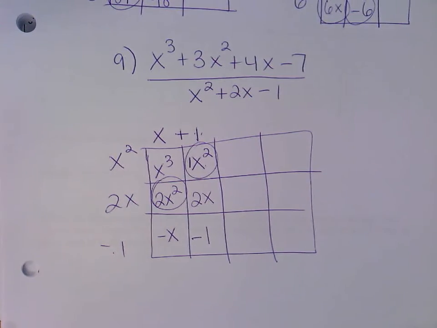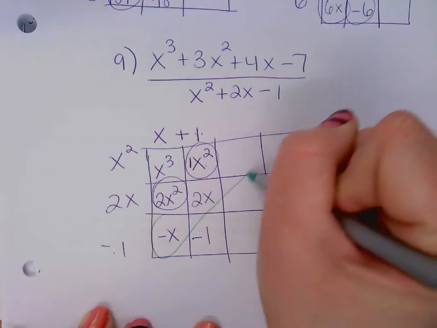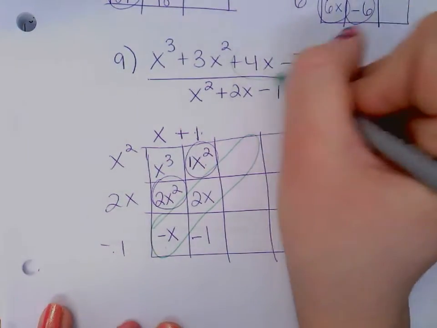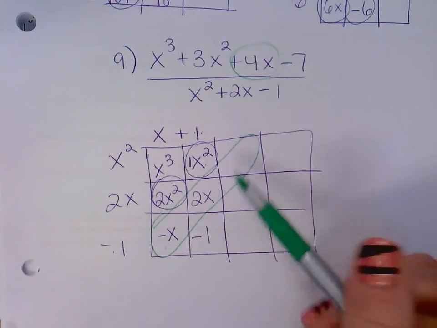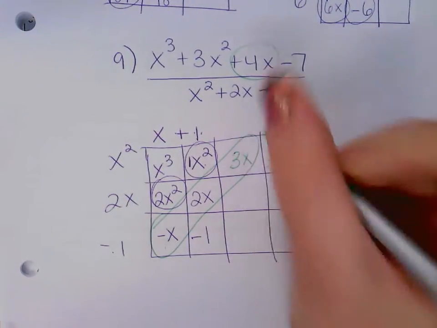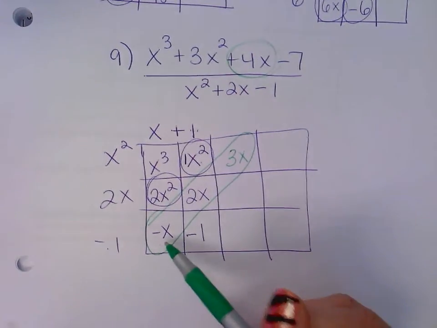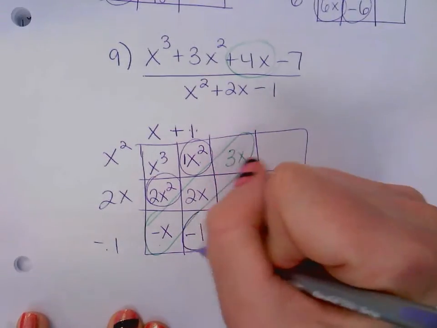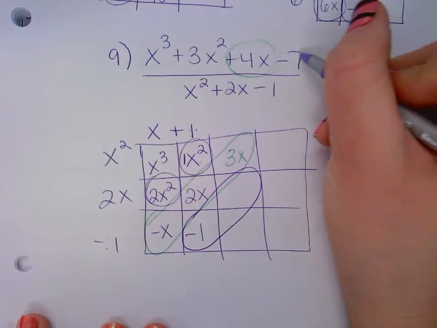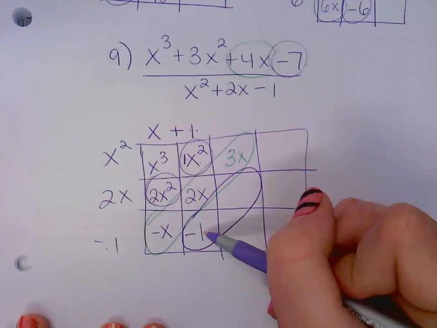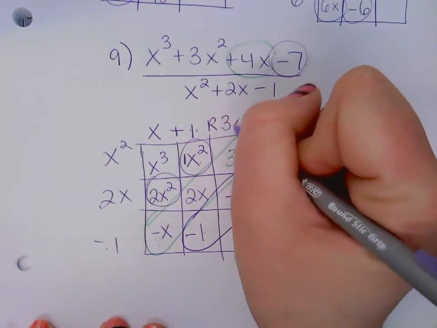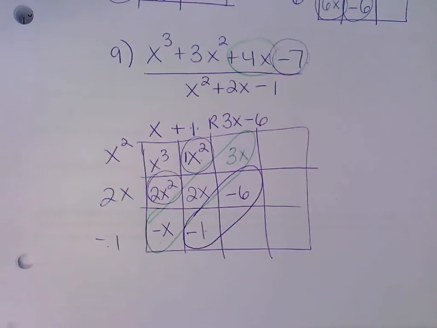So here's the only kind of tricky part, and a couple of you missed looking across this kind of a triple diagonal. All 3 of these terms together have to add up to the 4 x's. So I need 3 x's so that 5x minus 1x would give me the 4x. And then I can look across this diagonal. I need to get to negative 7, and I'm currently at negative 1, so I need negative 6. So your remainder is 3x minus 6. It happens to be a binomial remainder.